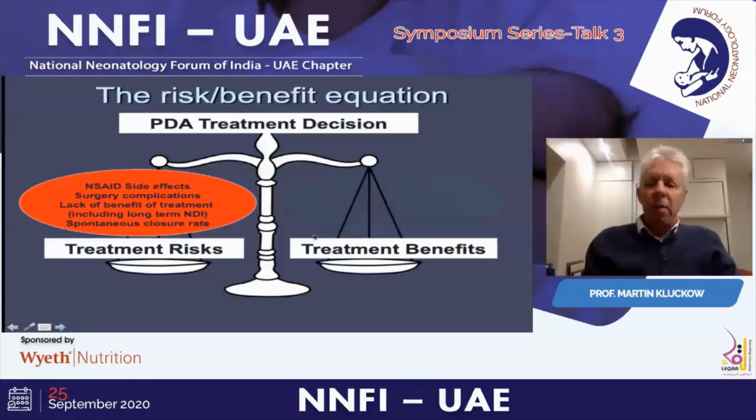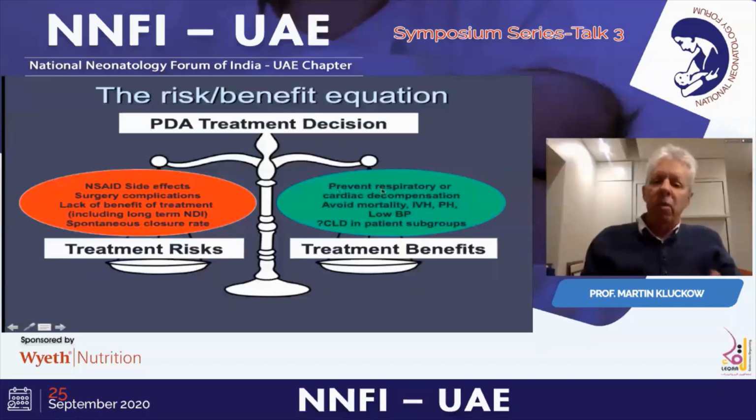On the other side of the balance, we have the treatment benefits, preventing respiratory or cardiac decompensation, avoiding mortality, IVH, pulmonary hemorrhage, hypotension. And these are things where there are short-term benefits of early treatment, as shown on that meta-analysis, particularly for intraventricular hemorrhage, which can be reduced by prophylactic indomethacin. We've also shown in our trials that pulmonary hemorrhage can be reduced by early treatment of babies with large PDAs. And on the other side of the coin is the concern that treatment might result also in chronic lung disease, particularly with use of ibuprofen.